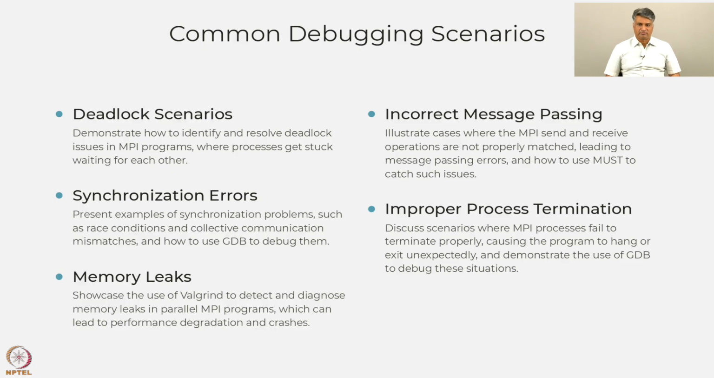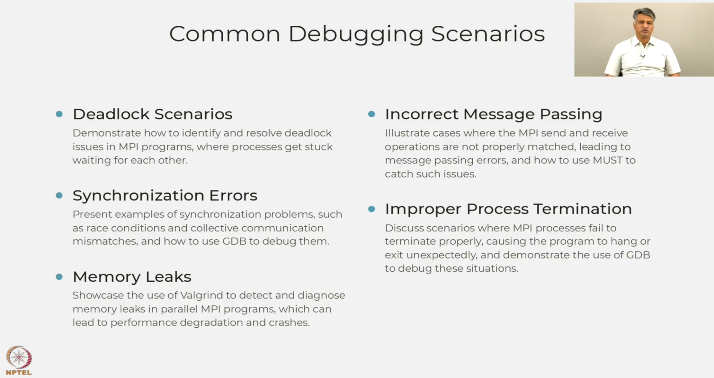Improper process termination. Sometimes a program might hang or exit unexpectedly if there is a failure in one of the nodes or one of the cores. In this case, the other MPI processes might think that one of the MPI ranks is just frozen in some state and will forever wait for communication.